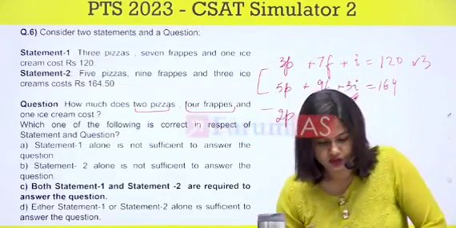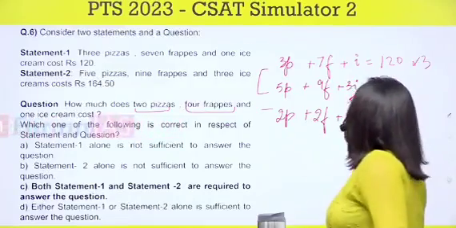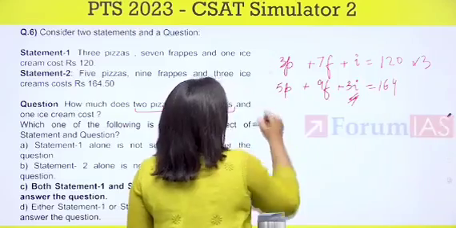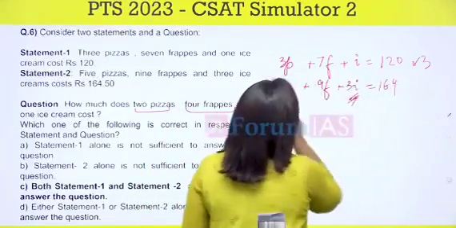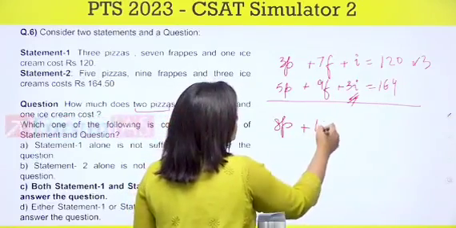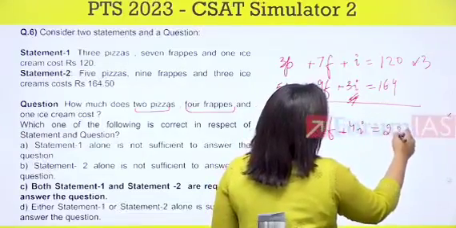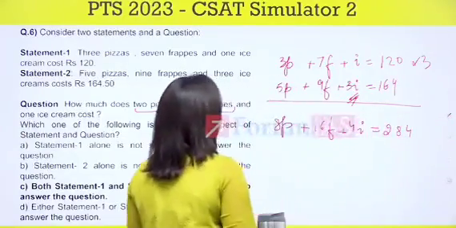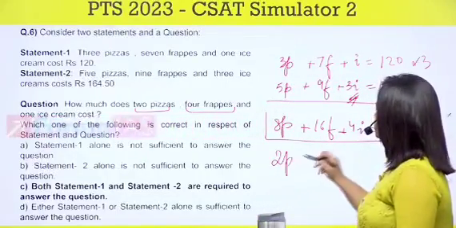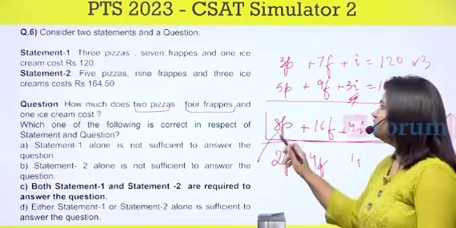In another way, one more thing I can do is add both of these equations together. If I add both these together, what do I get? I get 8 pizzas plus 9 and 7 is 16 frappes plus 4 ice creams. And what is this? 284, if I just directly add. Now I look at this statement: I have to answer for 2 pizzas, 4 frappes, 1 ice cream. If I just divide this entire equation by 4, I will get my answer.